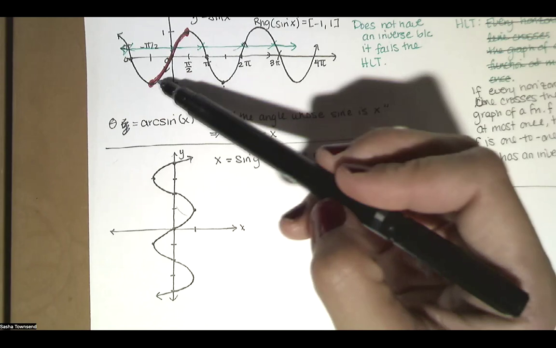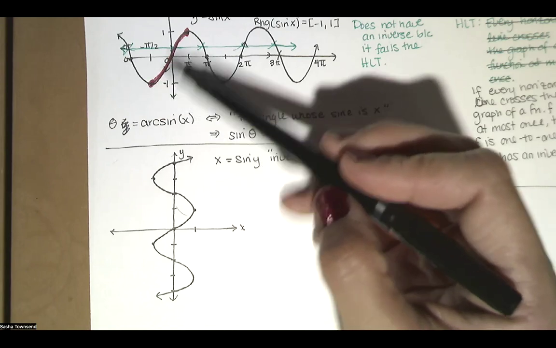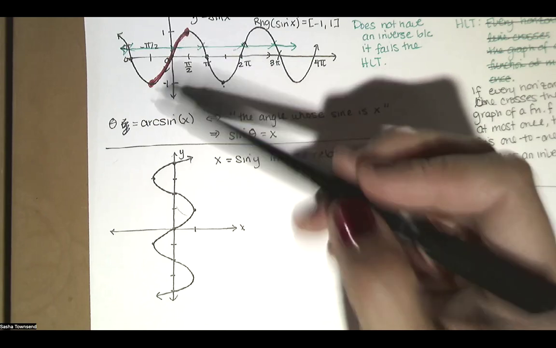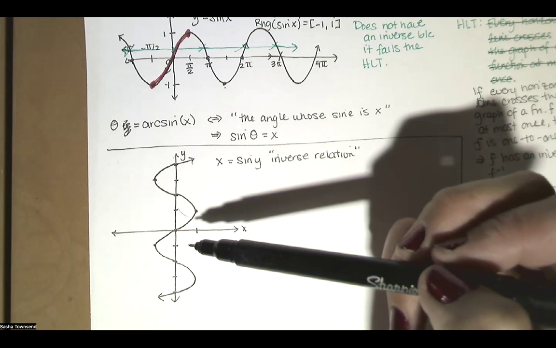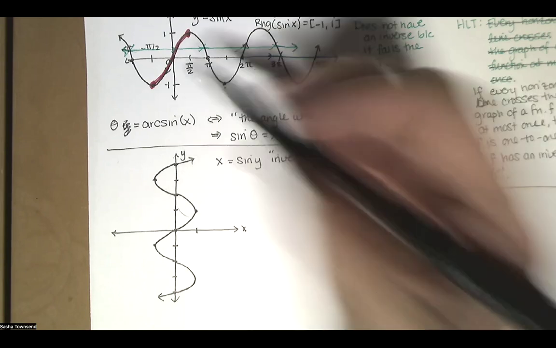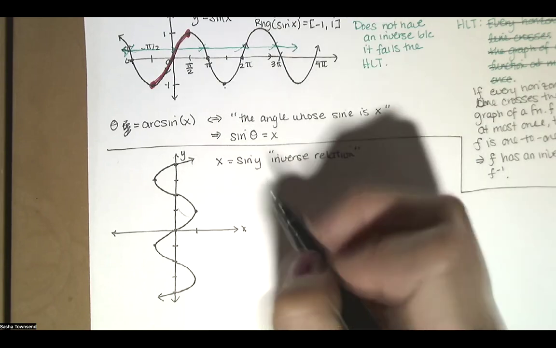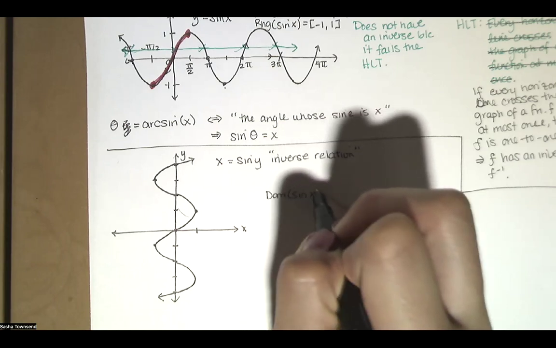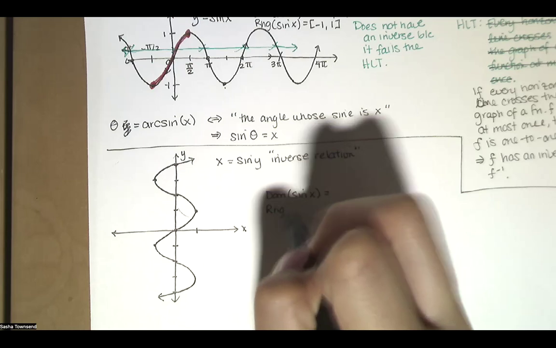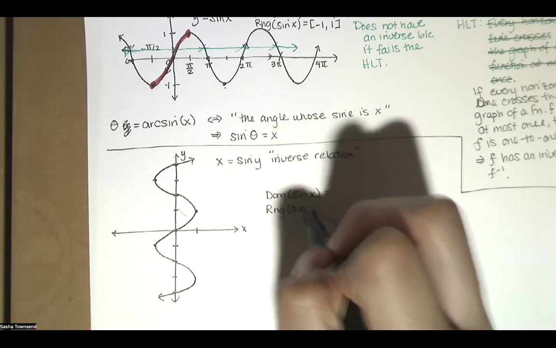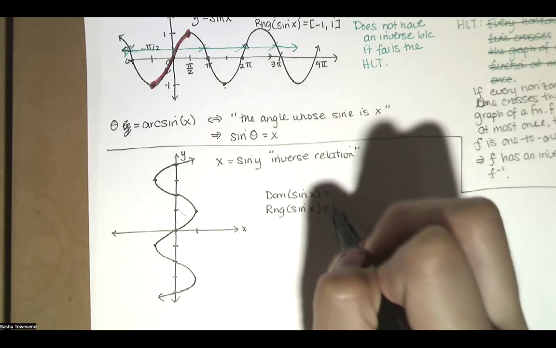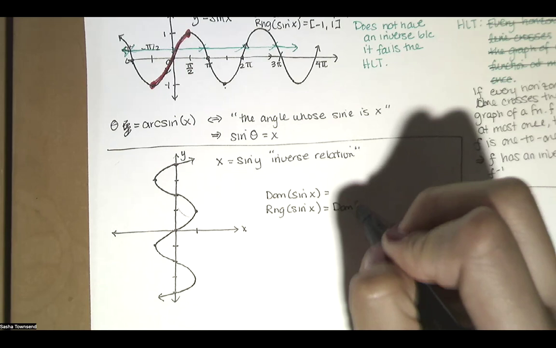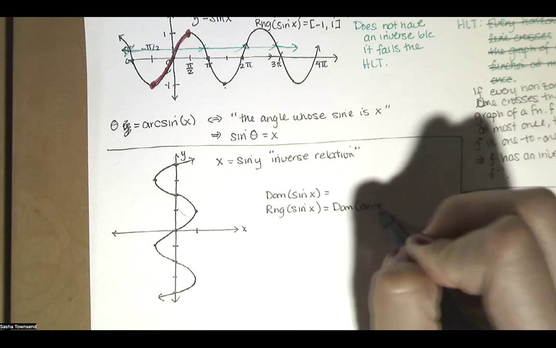But again, if we focus on this interval from negative pi over 2 to pi over 2, we will actually have a function, and we're going to call that the arc sine function. So we see that the original range of sine of x was -1 to 1. When we switch the roles of x and y, that range of -1 to 1 becomes the domain of arc sine of x.